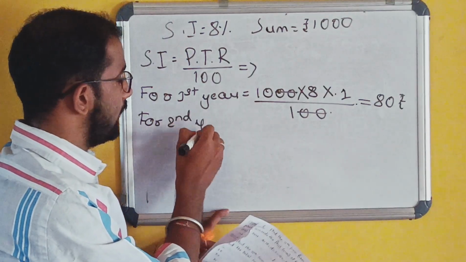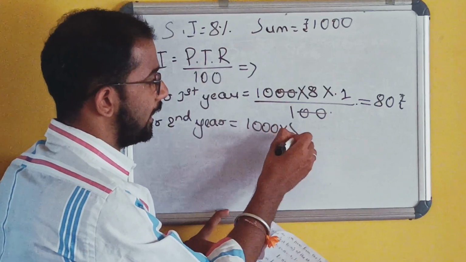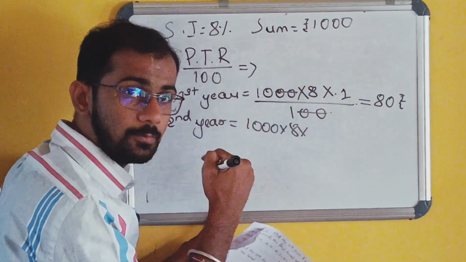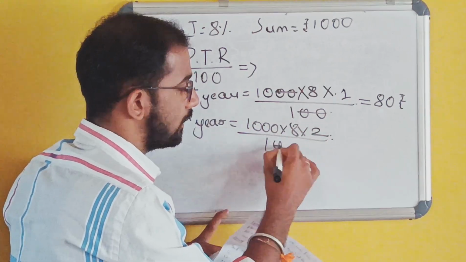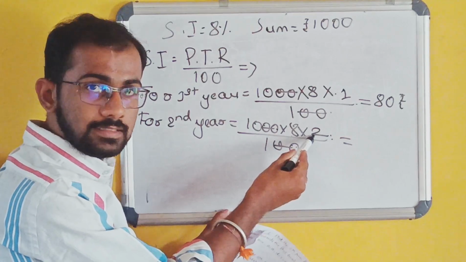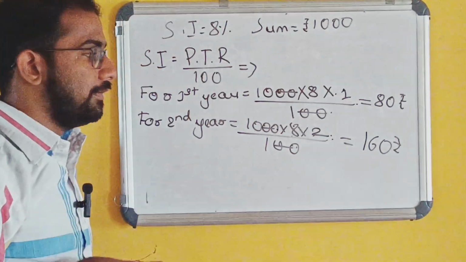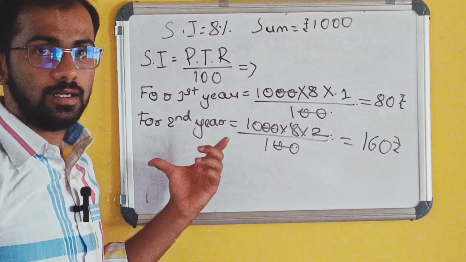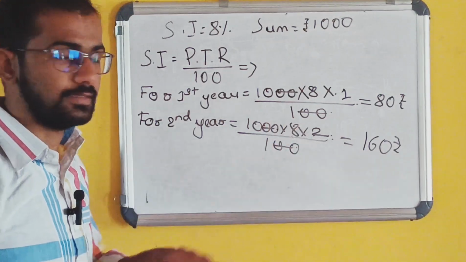For second year, same. 8 into, for second year, the time interval will be changed to 2 and divided by 100. These two will cancel. 8 2s are 16, 160 rupees. If he continues investing the amount for second year, then he will get an amount of 160 rupees.